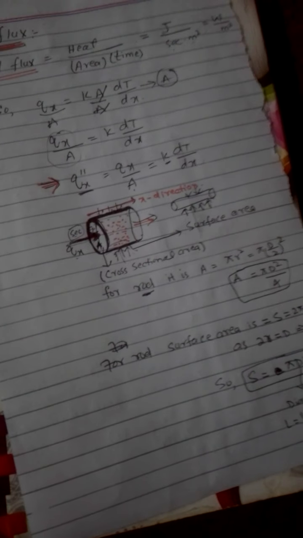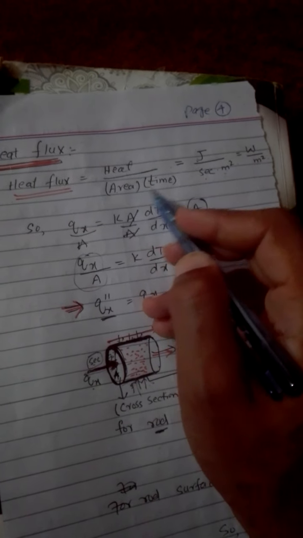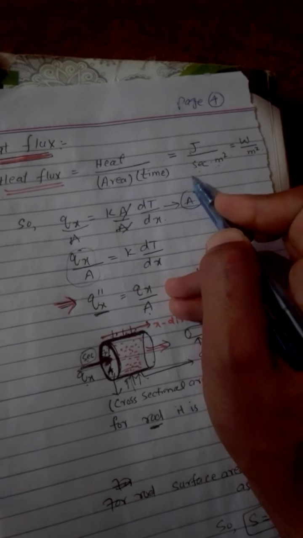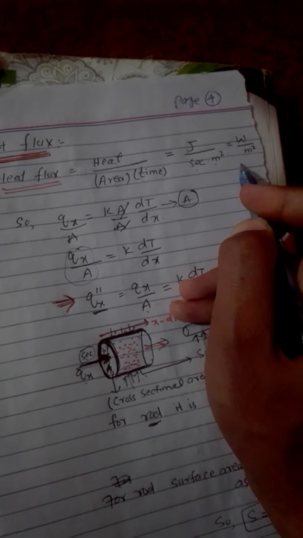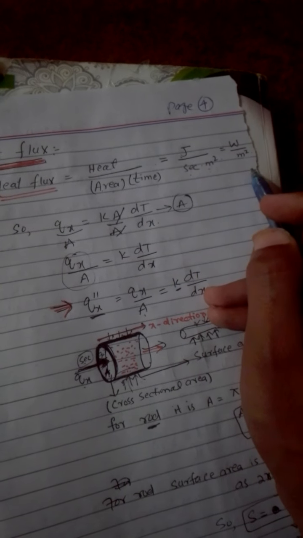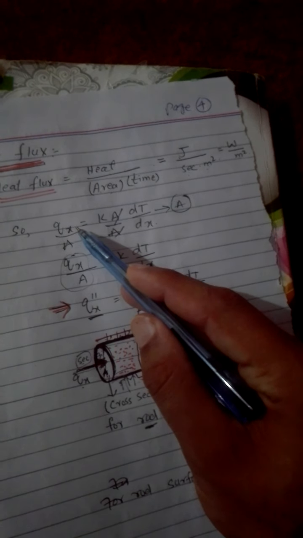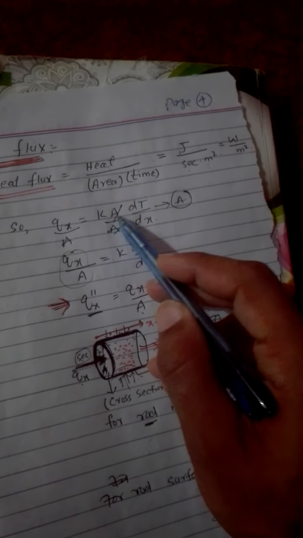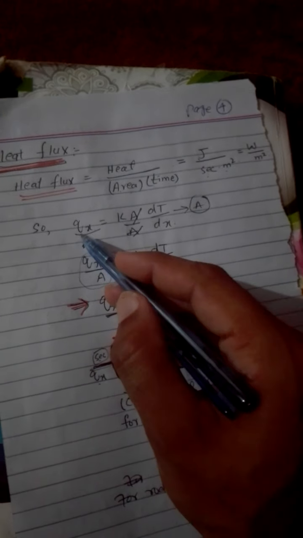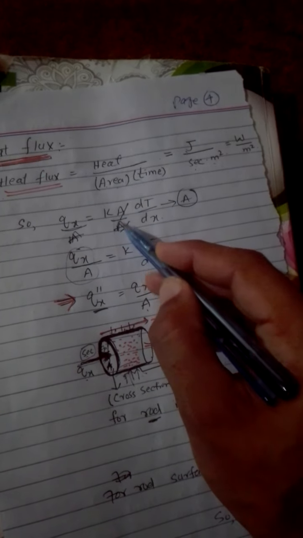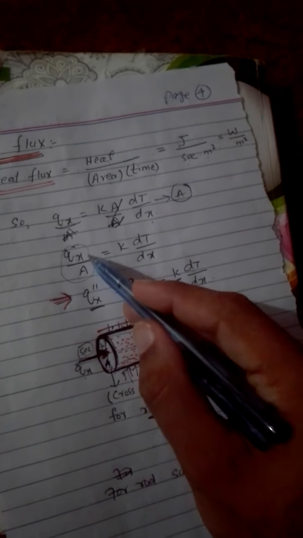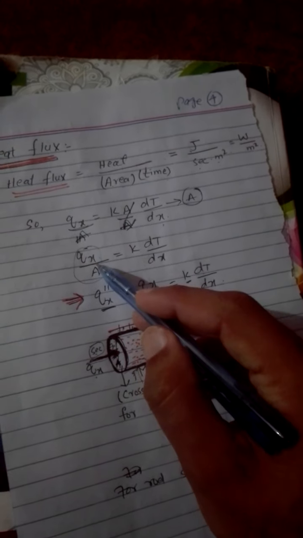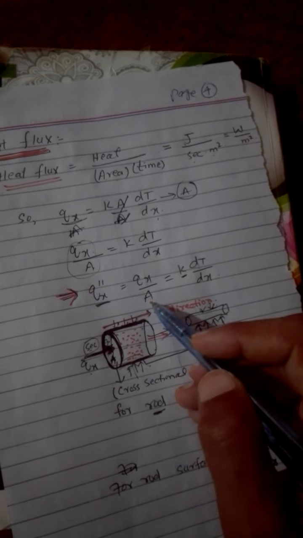Now what is the heat flux? Heat flux is the heat per unit area per unit time. The joule per second is the heat per unit time, and area is meter square. So watt per meter square is the unit of flux. Qx is equal to K A dT by dx. Now if we divide both sides by A, this becomes Qx by A is equal to K dT by dx. Qx by A becomes the heat flux in x direction.